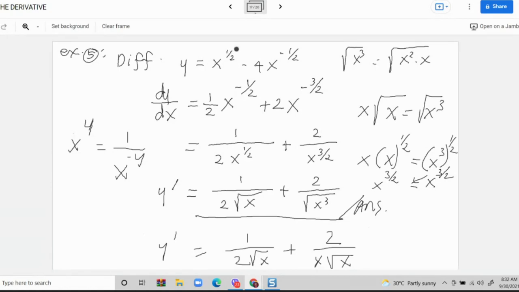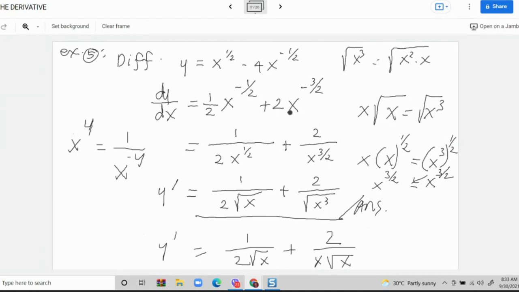The formula is n u to the power n minus 1 du. So copy n, 1 half, and u, x. Then n minus 1: 1 half minus 1 is negative 1 half. Is that right? Yes, sir. Minus 1 half. Then there is a second term. Our n is negative 1 half, and we multiply it by the constant negative 4. Negative 4 times negative 1 half is positive 2.